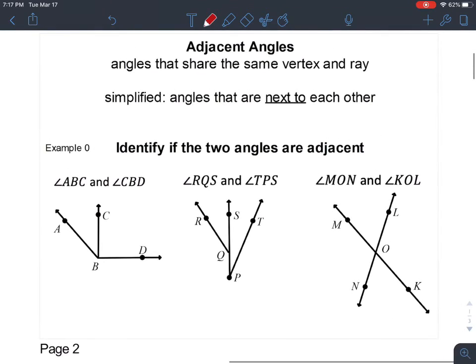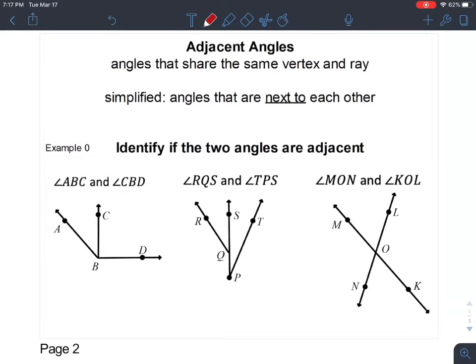So the first type of angle pair that we need to talk about are adjacent angles. Those are angles that share the same vertex and ray. Now, that may not mean very much to you, but something easier to understand is that they are angles that are next to each other. Down below, I have some examples of angles where we need to identify if they are adjacent or not.